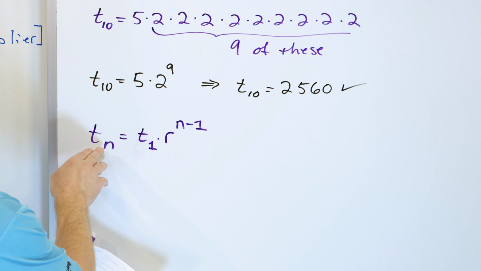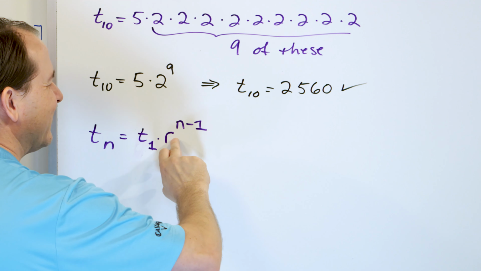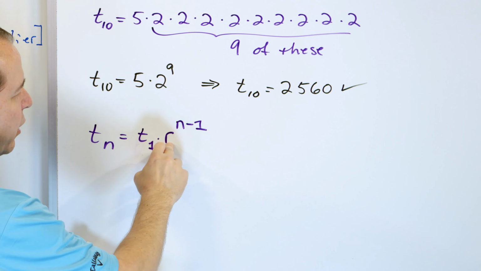It's because to arrive at whatever term you want down the road for any sequence, you just start with the first one and start multiplying by this common multiplier, which is in all books called the common ratio.